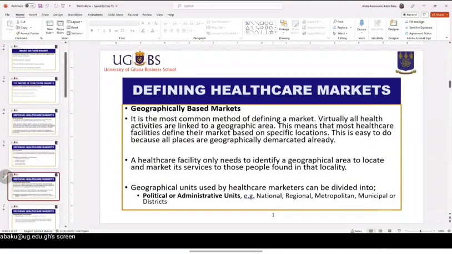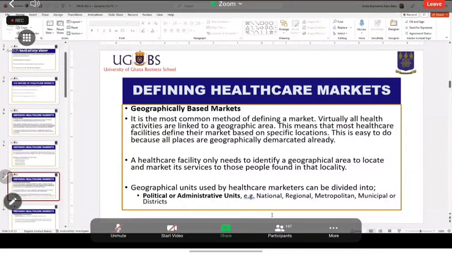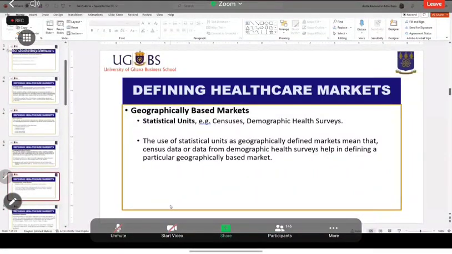So you can say that maybe you provide services nationwide, which means that in every part of the nation, your facility can be found. Or you can say that you provide services in a particular region or a particular metropolis or municipality or only a particular district or even sometimes a particular community. You could also use statistical units to define your geographical location. And these statistical units are, sometimes you have census data that gives you an idea about the population within a particular area. Or you could use demographic health service. Who has heard about demographic health service? Anybody?